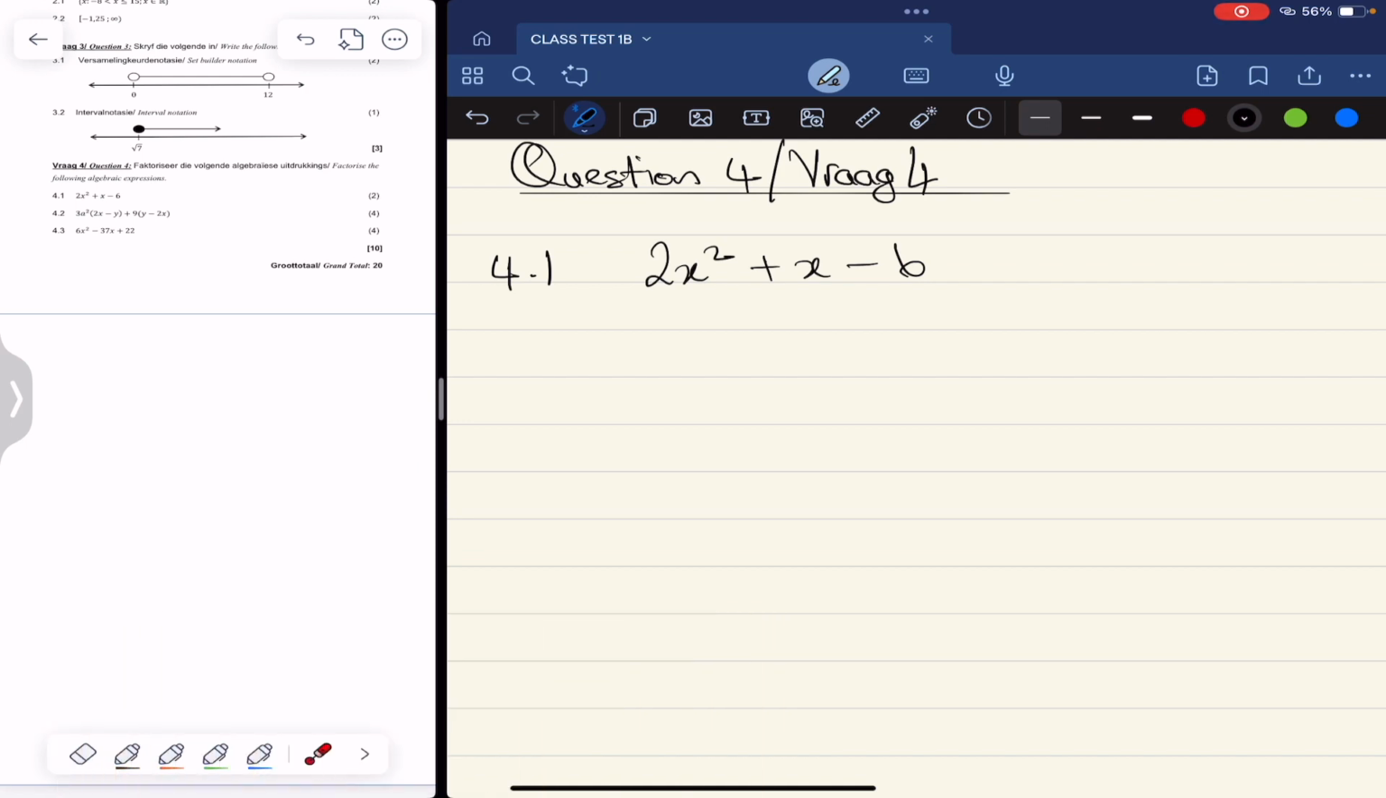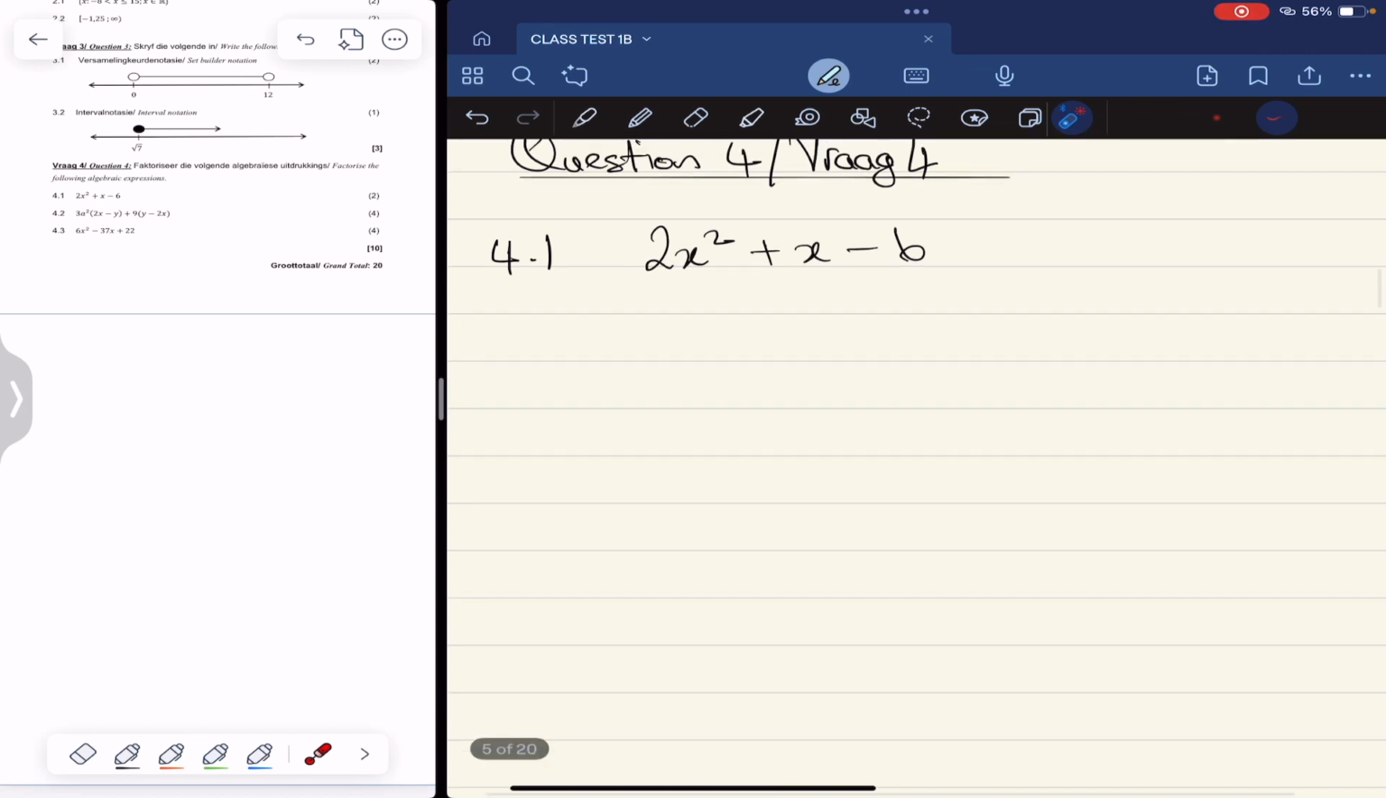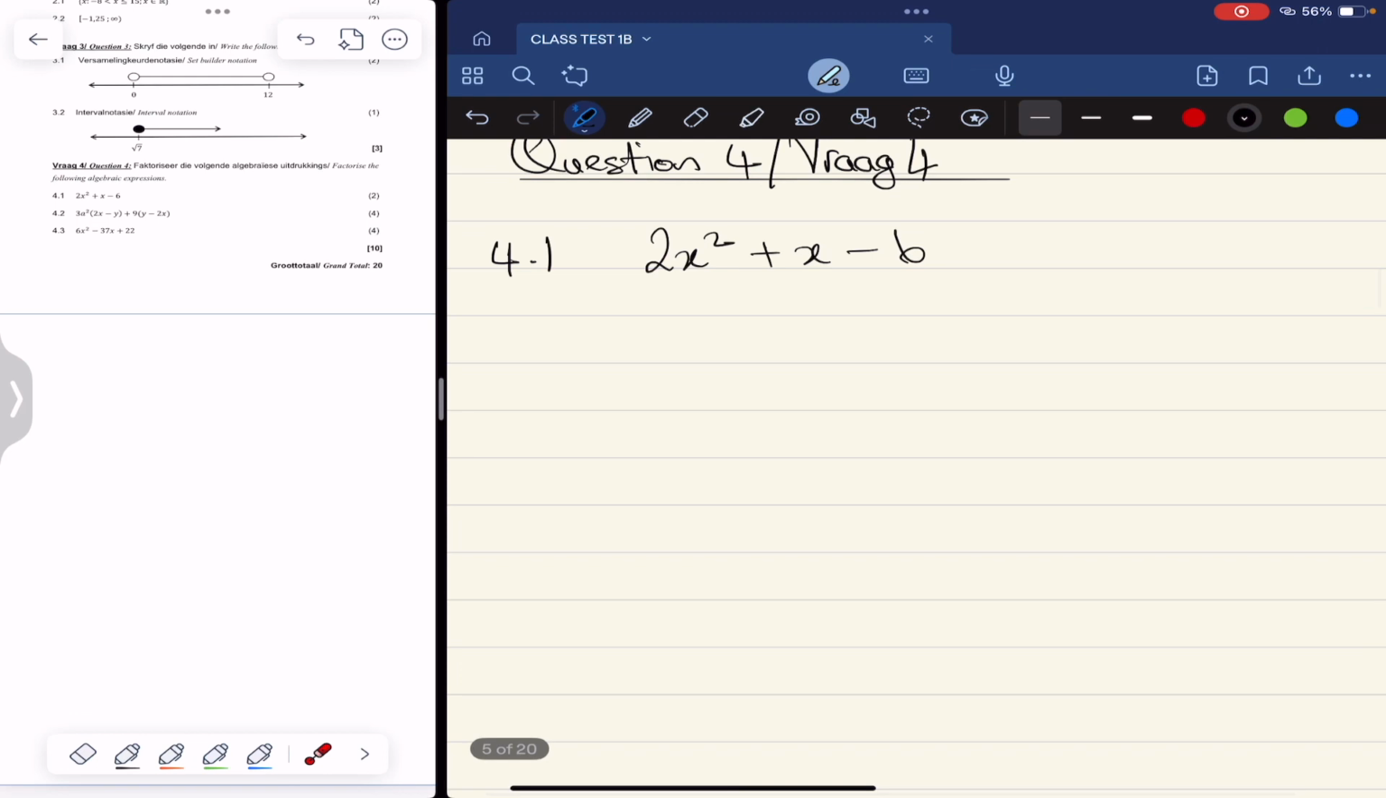I've got a trinomial, and before I do anything else, I need to check if there's a highest common factor. Can I take out something that's common here? Kan ek iets in gemeen uithaal uit die 3 terme? En ek sien dat daar is niks in gemeen tussen al 3 terme nie. En dit is natuurlik dan 'n 3 term en ons moet factoriseer as 'n kwadratiese 3 term. We need to factorize this as a quadratic trinomial, and that means opening up 2 brackets.